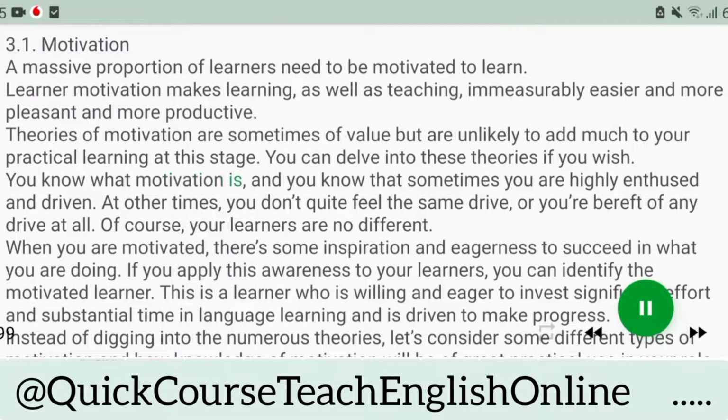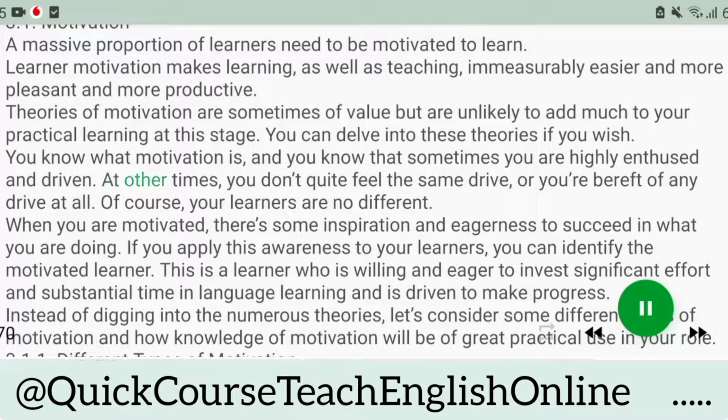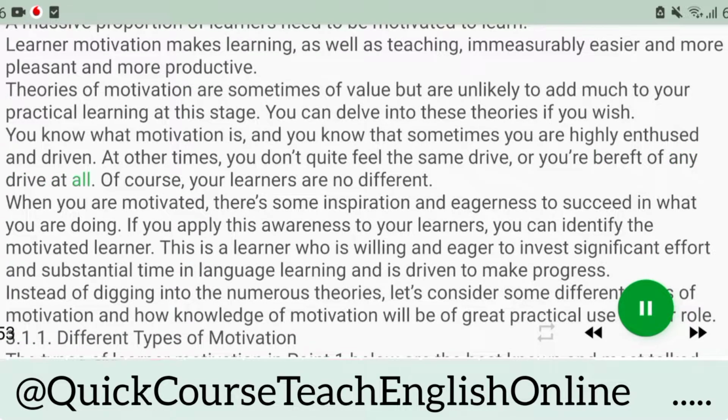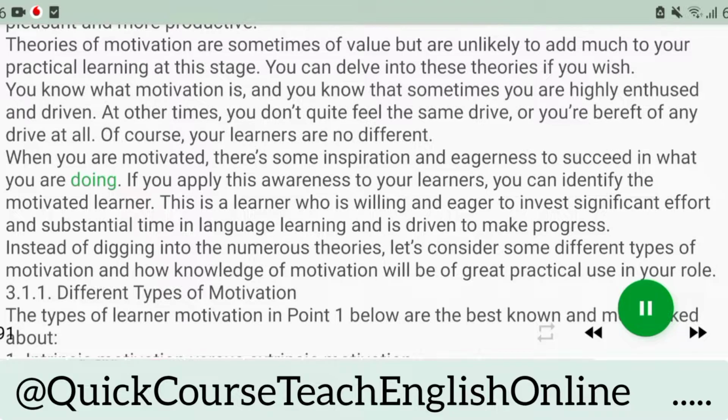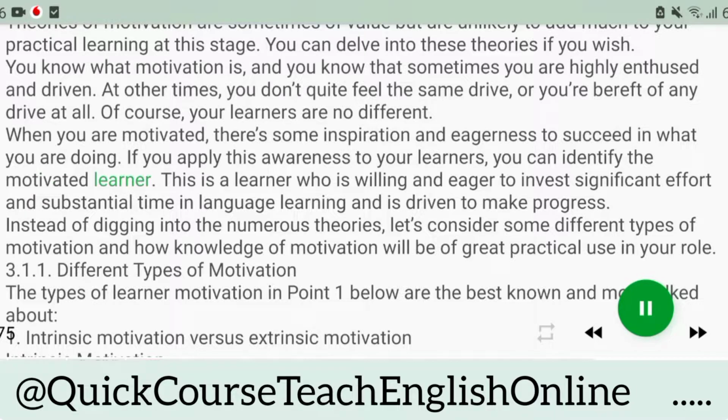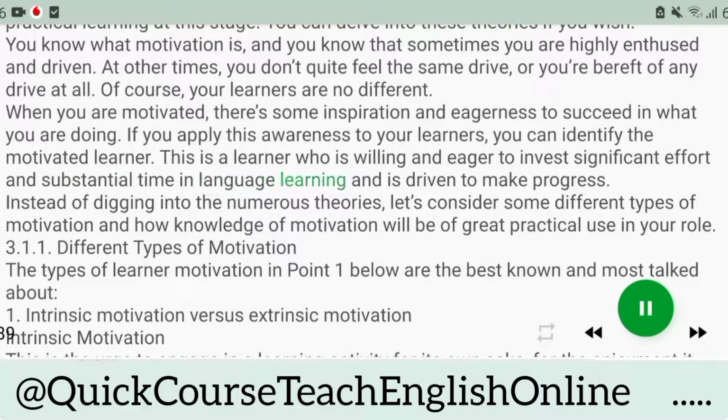You know what motivation is, and you know that sometimes you are highly enthused and driven. At other times, you don't quite feel the same drive, or you're bereft of any drive at all. Of course, your learners are no different. When you are motivated, there's some inspiration and eagerness to succeed in what you are doing. If you apply this awareness to your learners, you can identify the motivated learner. This is a learner who is willing and eager to invest significant effort and substantial time in language learning and is driven to make progress.